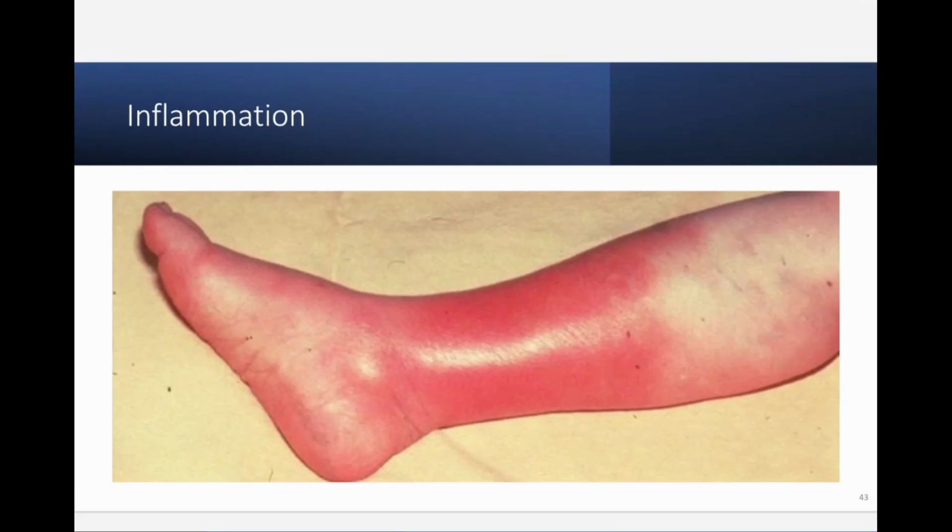Any questions about cell changes in response to stress? What all the different things go? Because as we go through them, we're just going to mention that this is what happens, and it's going to refer back to this. Yes?